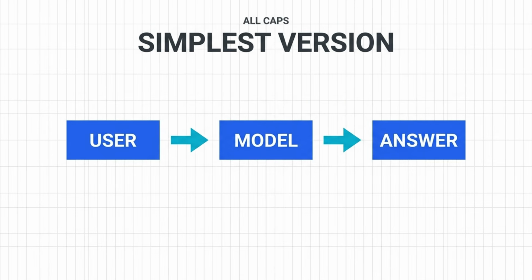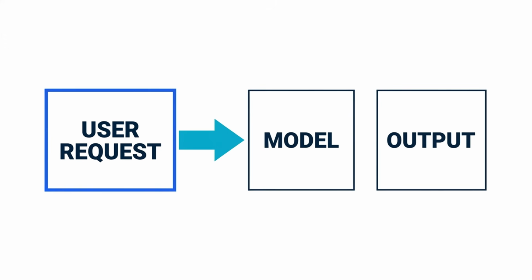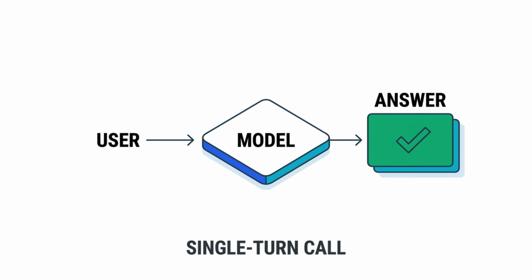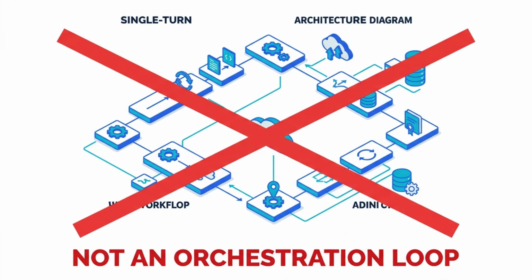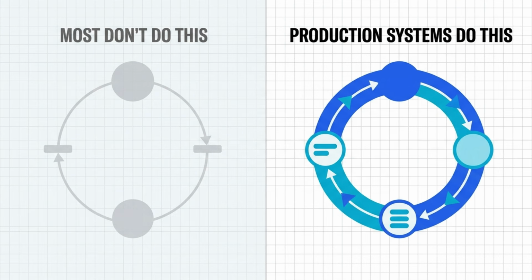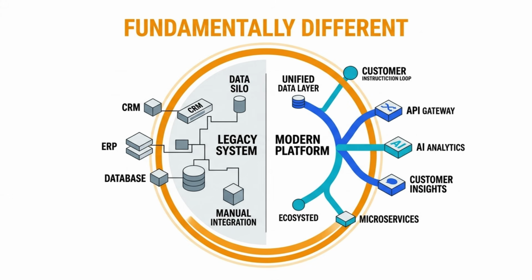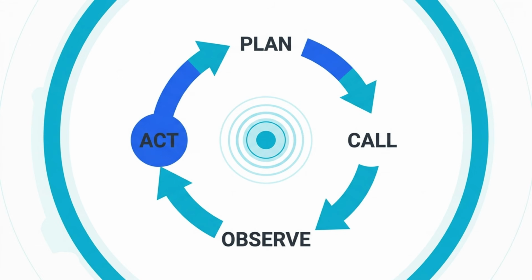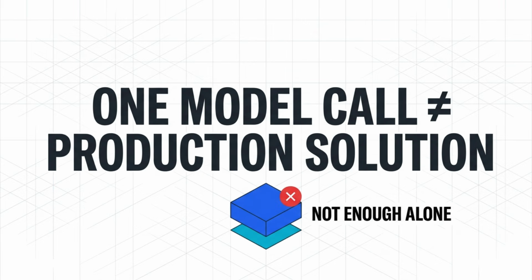Start with the simplest possible version of orchestration. You have a user request. You send it to a model. The model gives you an answer. That is a single-turn call. It is not an orchestration loop. It is barely an orchestration anything. Most production systems that matter are not doing this. They are doing something fundamentally different, and understanding why that difference exists is the first step to understanding what can go wrong. A real orchestration loop exists because a single model call cannot solve most production problems on its own.